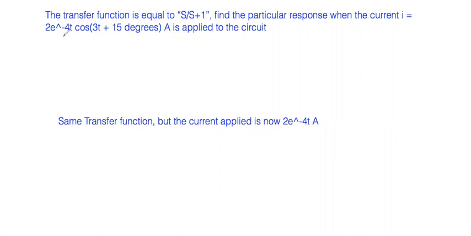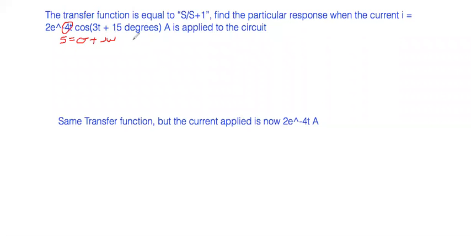So for this, what we need to remember is the formula S equals sigma plus J omega, where J here is the imaginary number, omega is the frequency, and sigma is going to be this exponential coefficient right here.